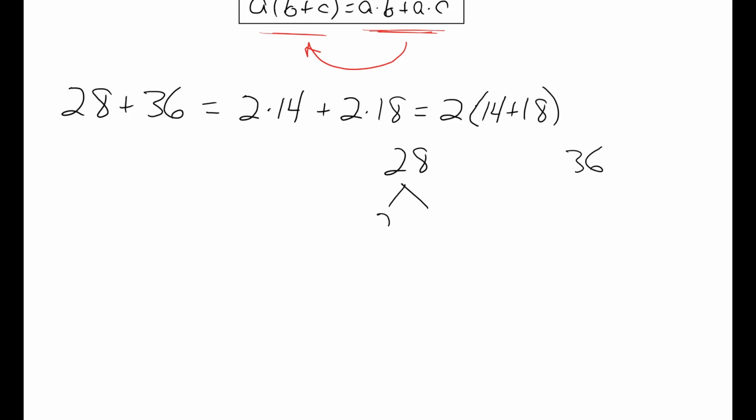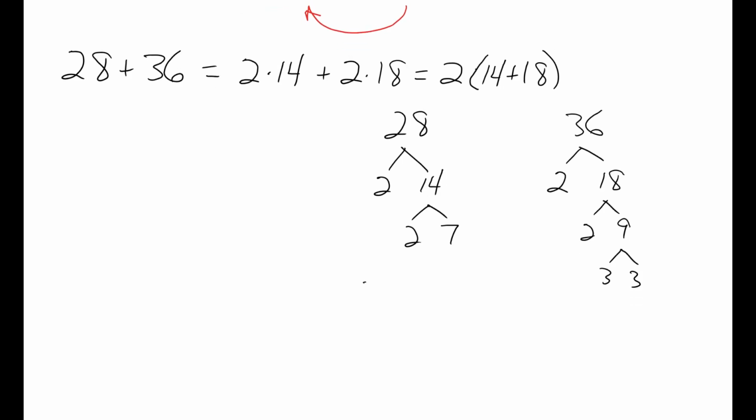Okay, so 28 I can break down into 2 times 14, and then 14 into 2 times 7. 36 I can break down into, let's see, 2 times 18, and then 18 into 2 times 9, and 9 into 3 times 3. Okay, so now I have the prime factorization of 28 is 2 times 2 times 7. Prime factorization of 36 is 2 times 2 times 3 times 3.